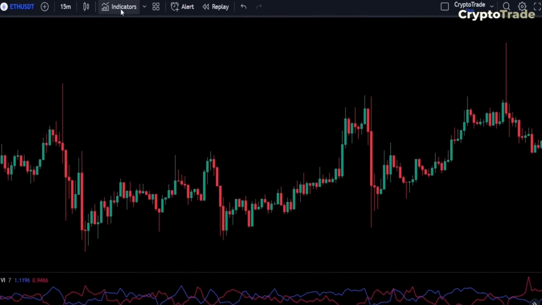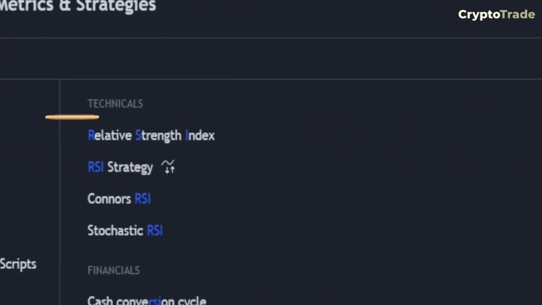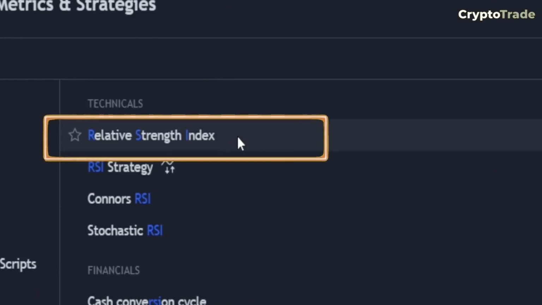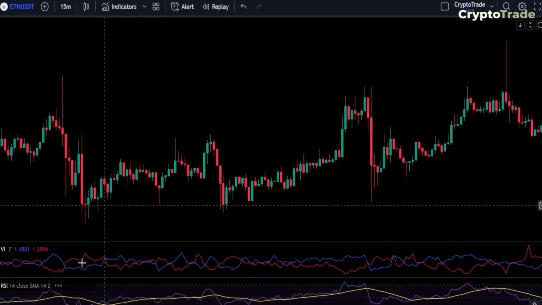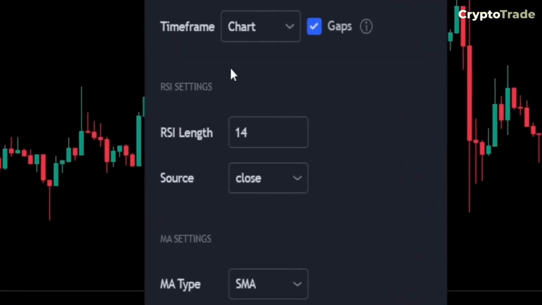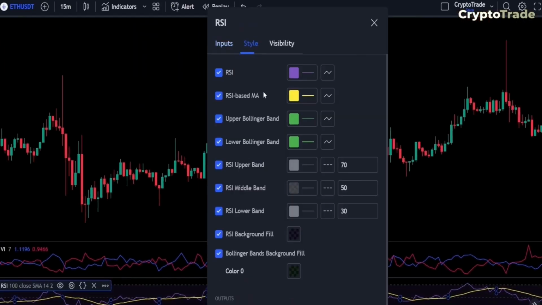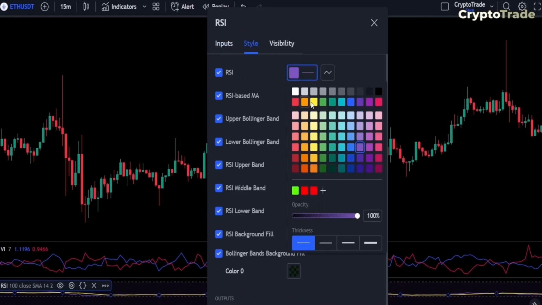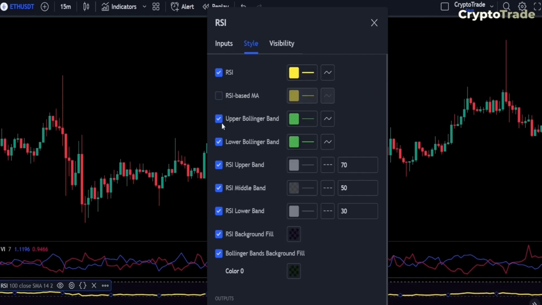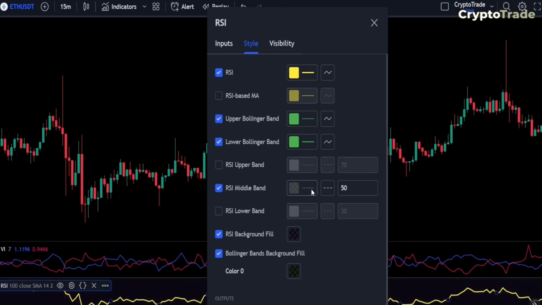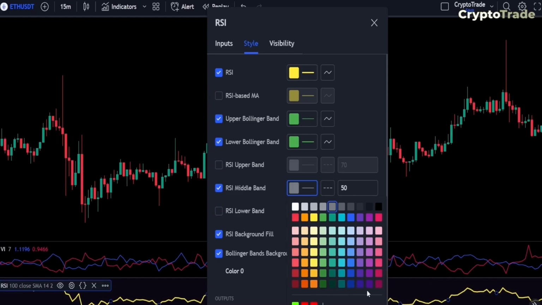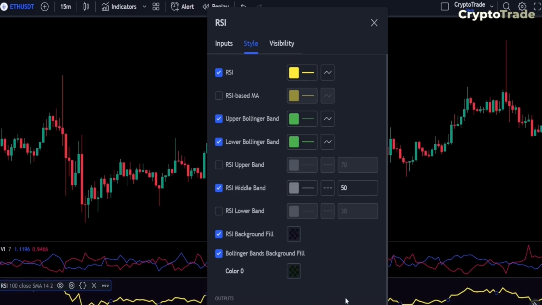Open again the indicator search bar in Tradingview and type RSI. Select the indicator as shown in the video. Click on Settings and in Inputs tab, change RSI length to 100. In Style tab, change the color of RSI to yellow and increase the thickness of the line. Unselect RSI based MA, RSI upper band and RSI lower band checkboxes. Go to RSI middle band and increase the opacity of the line to 100%.